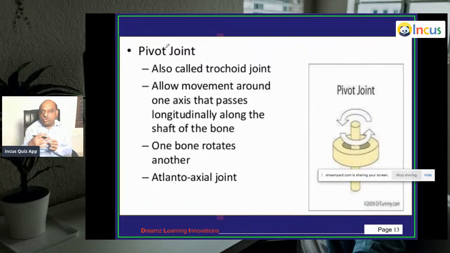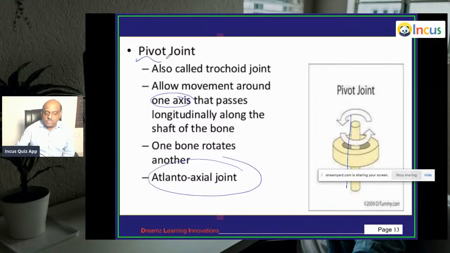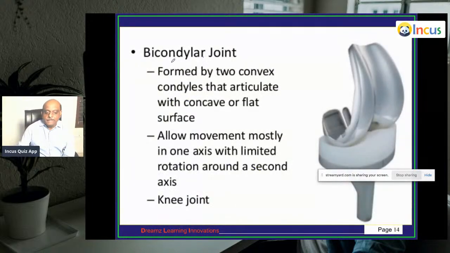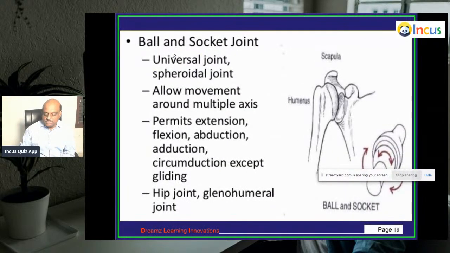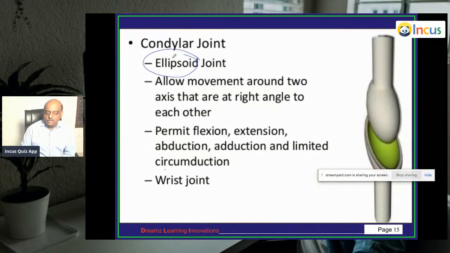Then comes the pivot joint. It will allow movement around one axis that passes longitudinally, not transversely. So the atlantoaxial joint is a pivot joint. Bicondylar joint, classically the knee joint, is an example. Condylar joint is also called an ellipsoid joint. The condylar joint is also called the ellipsoid joint.